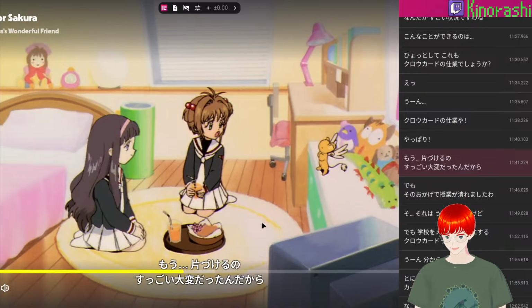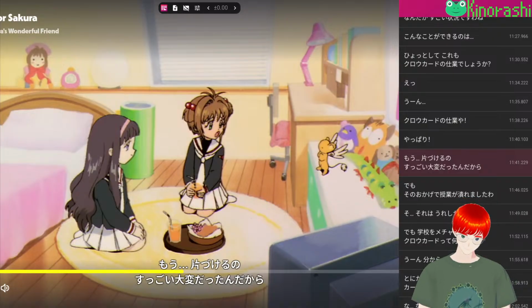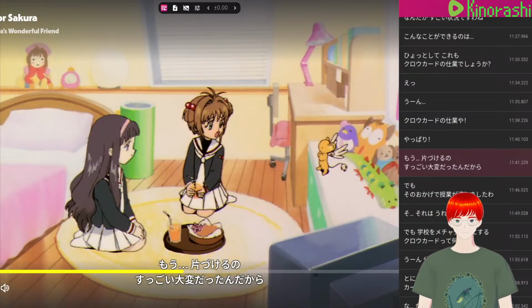Okay, so she's saying it's part of the same sentence. Mo katazukeru no sugoi taihen dattan dakara. So that was that big tidy up problem and that big problem.